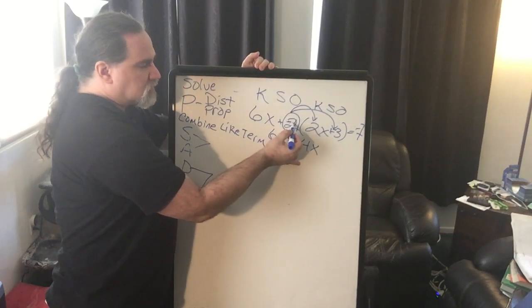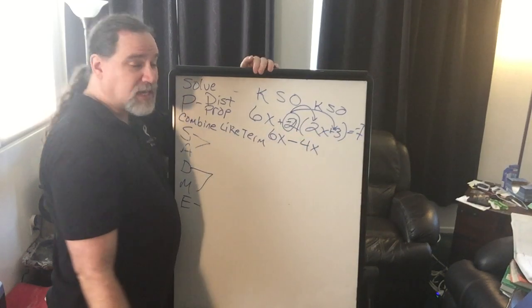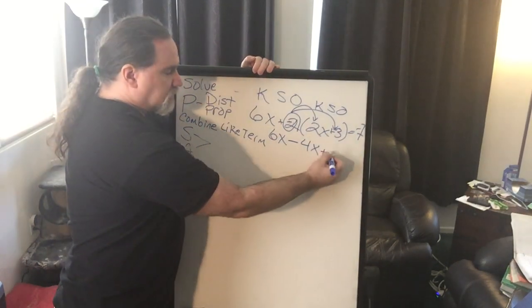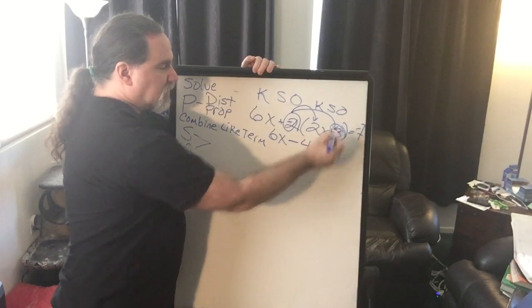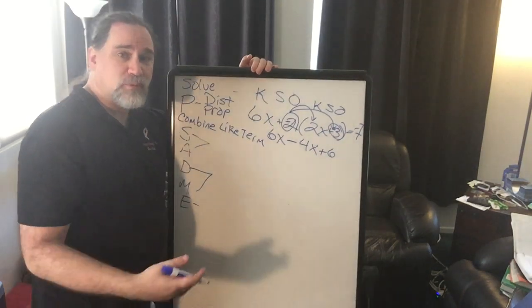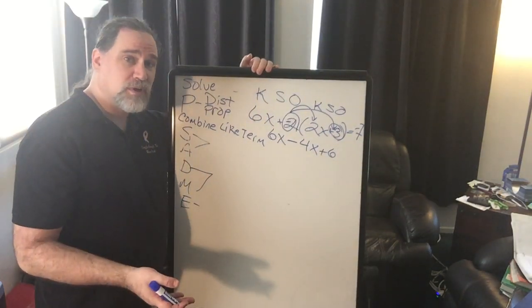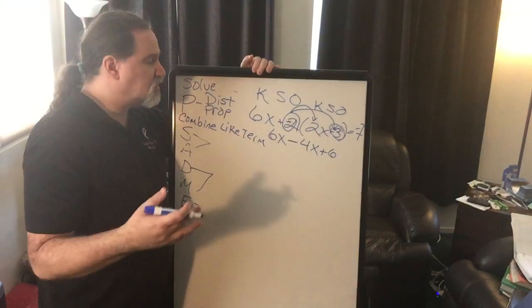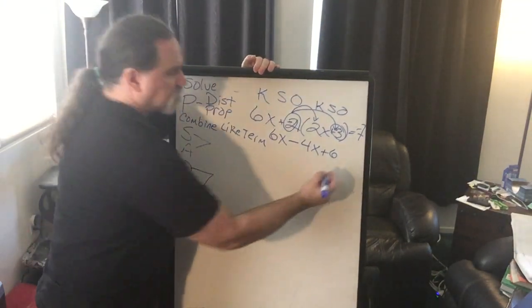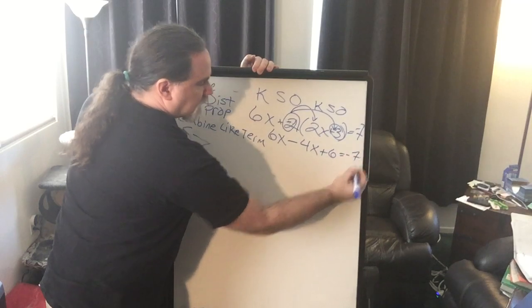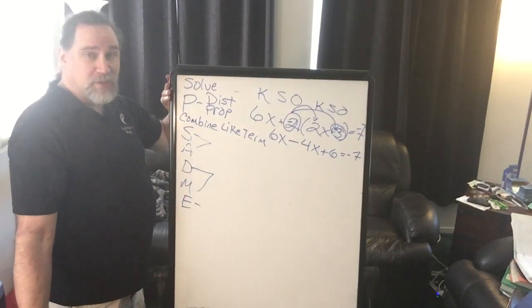I have a -2 times a -3. Well, a negative times a negative, that's positive. You see how the signs are becoming not just the operation, but also the signs of the number. Those things go hand in hand. They're interchangeable. Okay? And then still have that equals -7. So now I've done my distributive property.